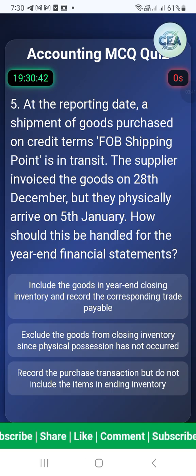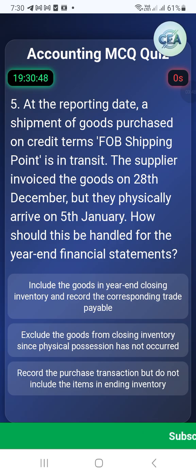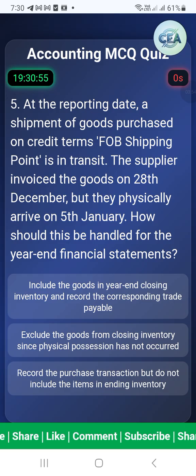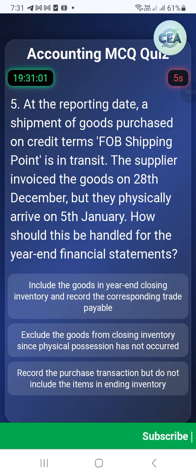Option 1. Include the goods in year-end closing inventory and record the corresponding trade payable. Option 2. Exclude the goods from closing inventory since physical possession has not occurred. Option 3. Record the purchase transaction but do not include the items in ending inventory.